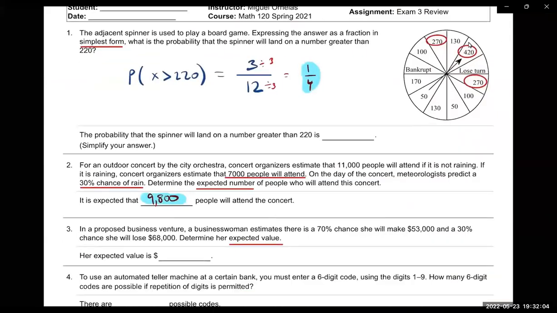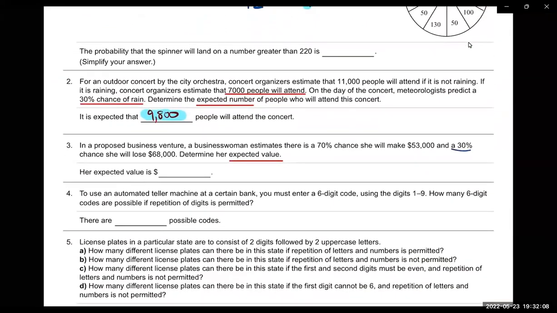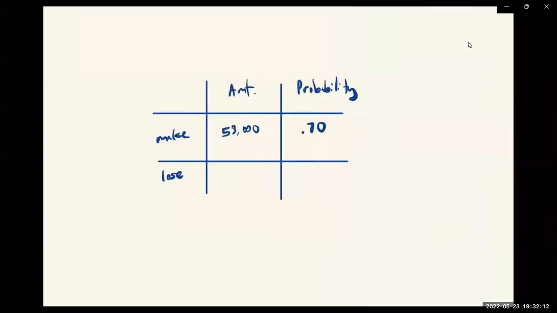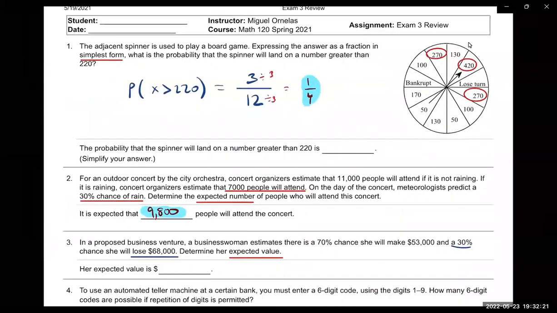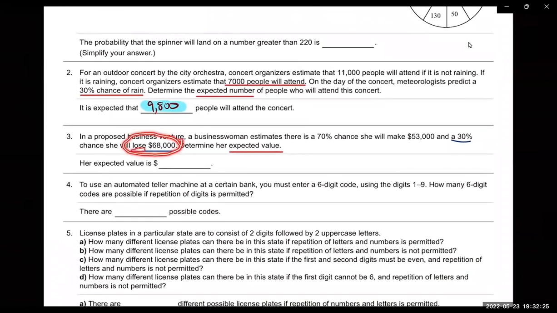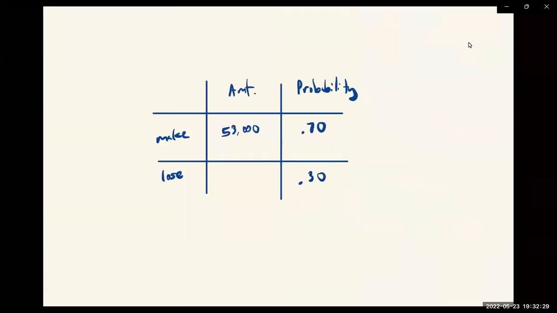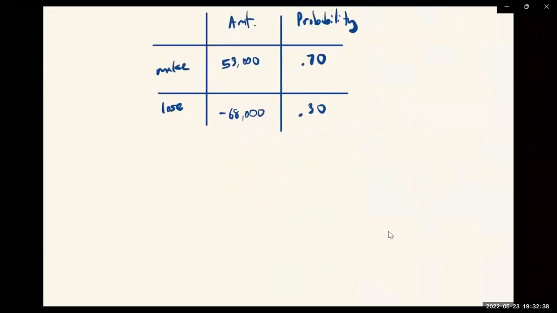And then she will lose. 30% chance that she will lose $68,000. So 30% chance. And then anybody know what goes here? $68,000. Yeah, but what do we have to do to that if it's a loss? It's going to be a negative $68,000, so you're going to subtract. So whenever the problem involves winning or losing money, don't forget that losing means negative. So the expected amount of money that she would make or lose would be 53,000 times 0.70 minus 68,000 times 0.30. So let's see what that turns out to be.